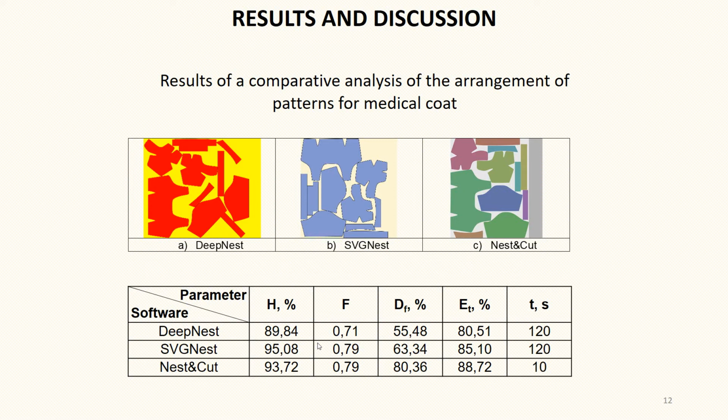As can be seen from the table, the material utilization rate and the overall efficiency of the algorithms are highest with SVG Nest and lowest with Deep Nest. The set data processing time is 120 seconds for the three algorithms and 10 seconds for Nest and Cut.